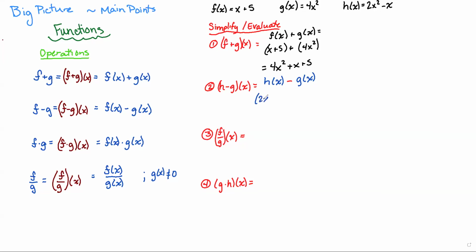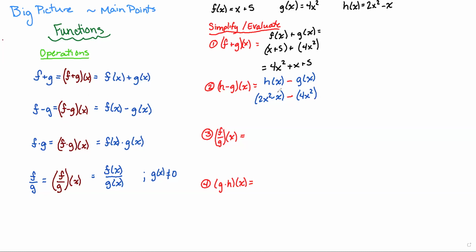So 2x squared minus x. I do have the minus sign in between there. So if g of x has more than one term, I would make sure that I remember that I'm distributing that negative, changing all the signs. But in this case, g of x is just 4x squared.